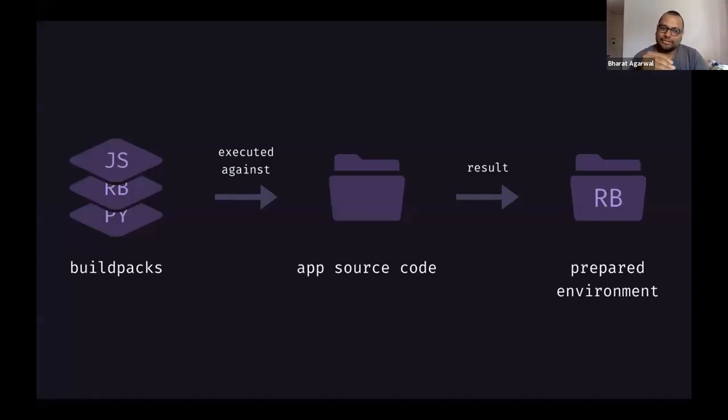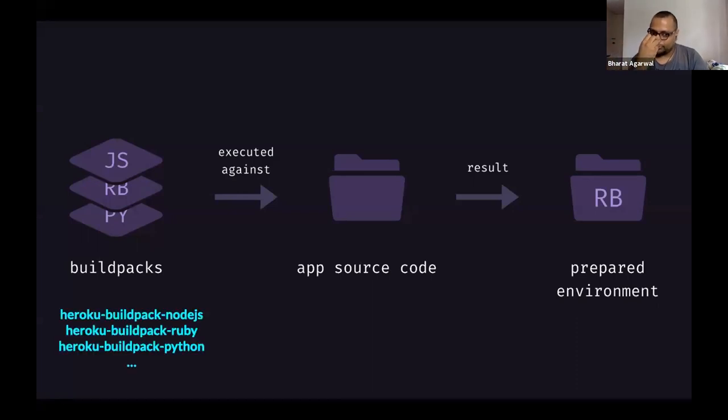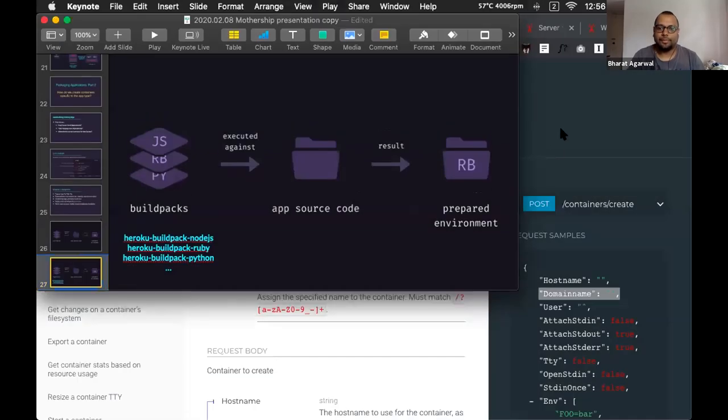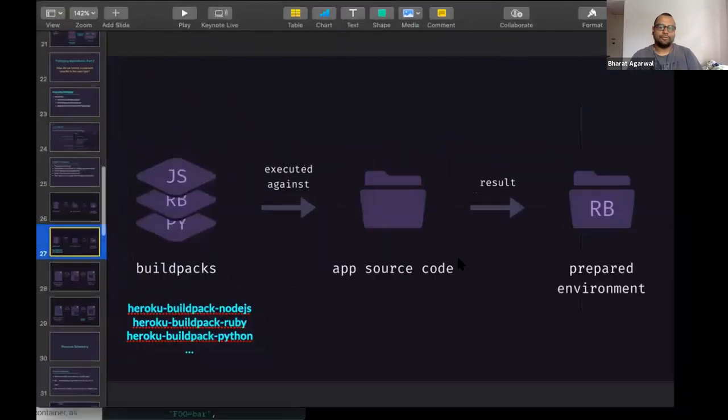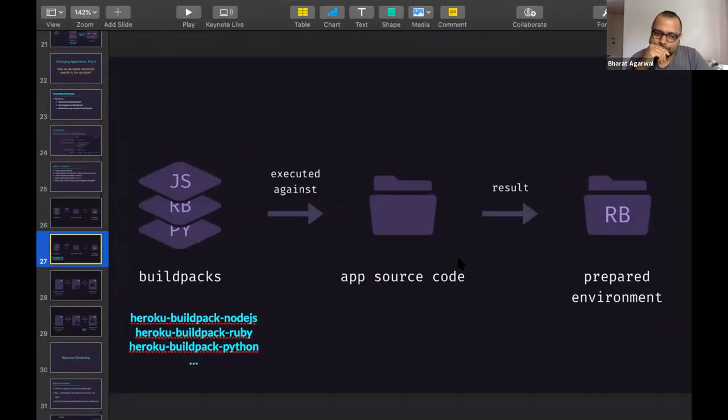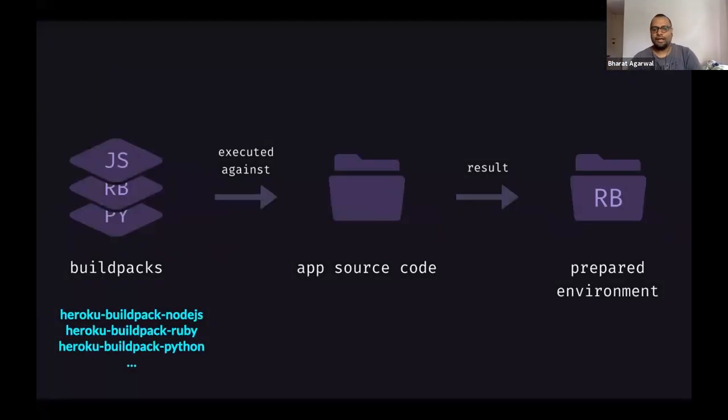So we use buildpacks to run against your code and find and prepare the environment. If you go on GitHub, you'll find various buildpacks out there. So it's not just JavaScript, Ruby and Python. You'll find it for Go, you'll find it for static websites. And this is a community effort. If you want to contribute more buildpacks, you can even contribute yourself.